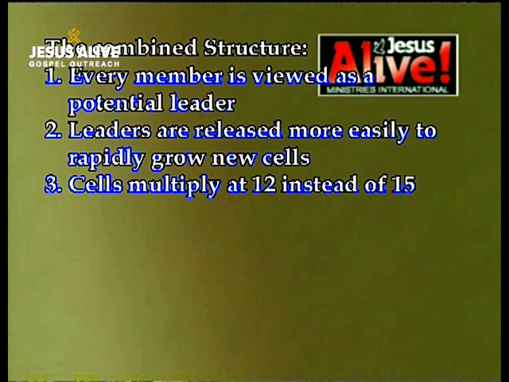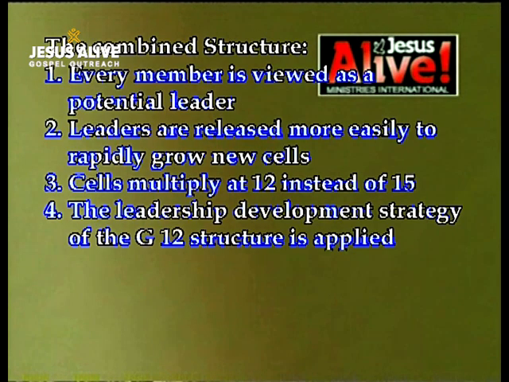Cells multiply at 12 in this system now instead of at 15 as in the Jethro system. Most cells have been found to stabilize around about 10 members. So actually, getting to 15 becomes a much more aggressive process from 10 to 15 than what it is to get to 10. And therefore, 12 seems to be a number that is more easily reached in the multiplication of the cell church. The leadership development strategy of a G12 structure is applied.